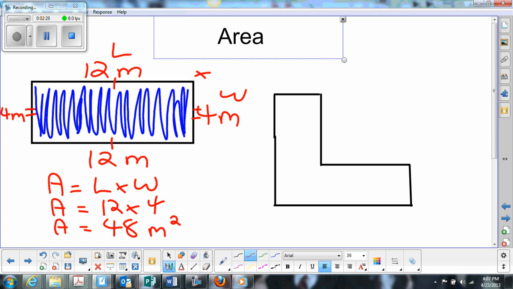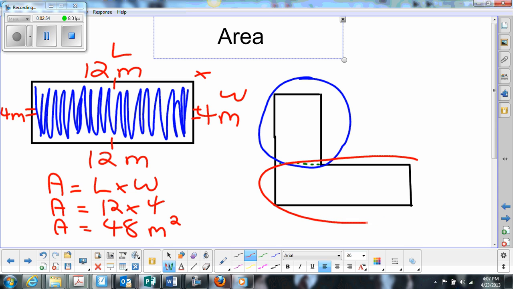Now let's draw our attention to this irregular shape here. With this irregular shape, what you're going to do is turn it into 2 regular shapes. And how you do that is you draw a dotted line and make 2 regular rectangles. So right now I have a rectangle, and I'm just going to use the blue to design it. I have a rectangle right here, and with the red I have a rectangle right here.